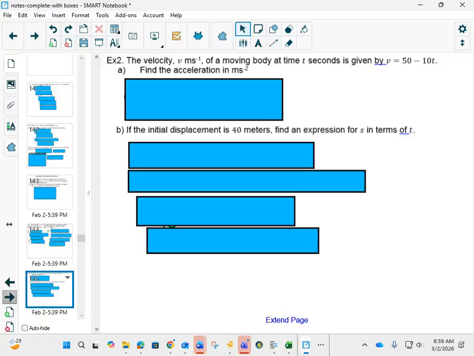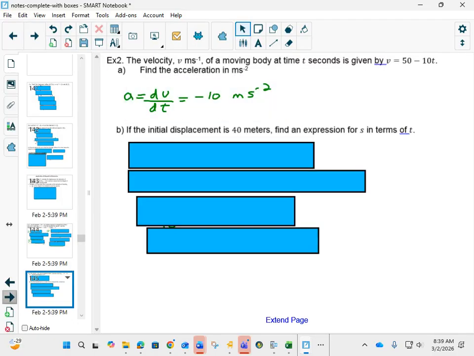The velocity of a moving object is given by 50 minus 10t. Find the acceleration. So now we're doing the derivative. Negative 10 meters per second squared. Okay. One thing to be careful on in these questions is units. I think you guys have been starting to get used to being trained to make sure you're checking for units and including it all the way through. But that's just something to remember.